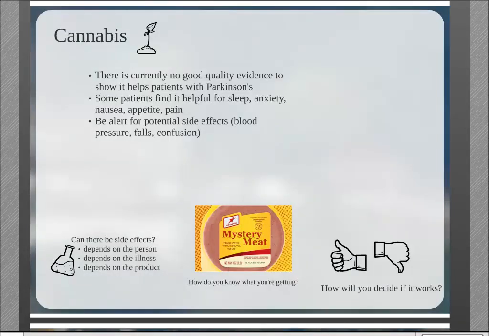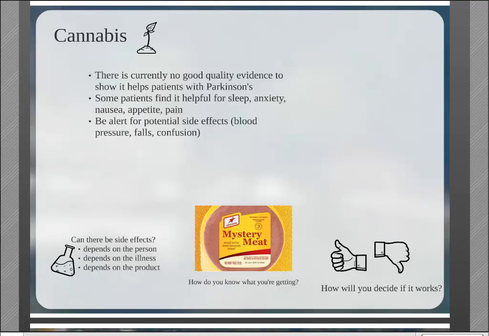I know someone's going to ask about cannabis, so I'm just going to say a few things up front. At the moment, the state of the art is that there's no good quality evidence to show that cannabis helps Parkinson's disease. Anecdotally, a lot of patients find that these things are helpful for certain symptoms, and this can be true of cannabis and of other things. Some people use it to help with sleep, anxiety, nausea, appetite problems, or pain. But there are potentially side effects.